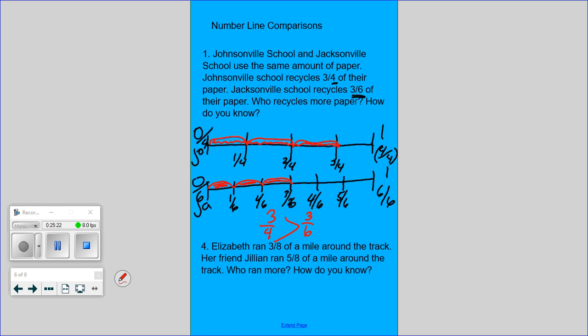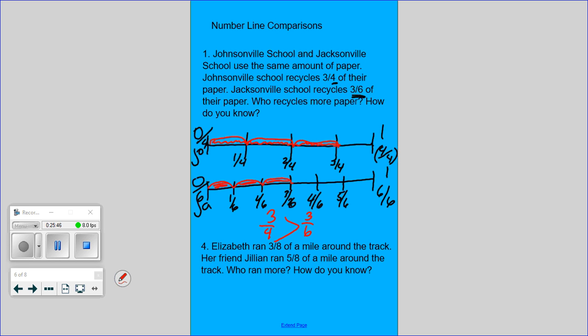Can someone read this number sentence to me? Emily, you want to try and read it? 3/4 is greater than 3/6. Very good. 3/4 is greater than 3/6. Who recycles more paper? Colin Murphy? Johnsonville recycles more paper. How do you know, Colin?